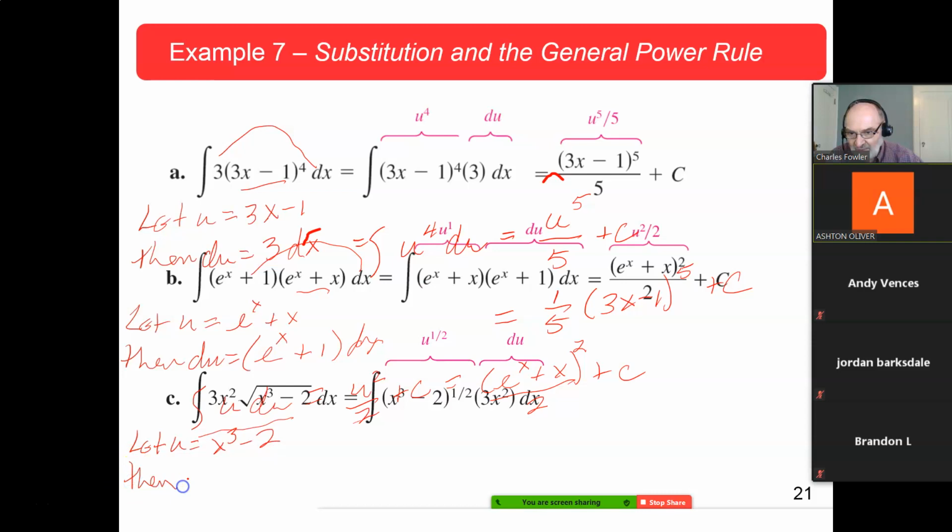Then, always follow the let by then. Du is equal to what? Derivative of x cubed minus 2 is 3x squared dx. Perfect. And there it is. 3x squared dx. There's your du. This is u to the what power? Square root is 1/2 power. So this becomes the integral of u to the 1/2, that's the square root of u, du. Integrate that, and what does that become?